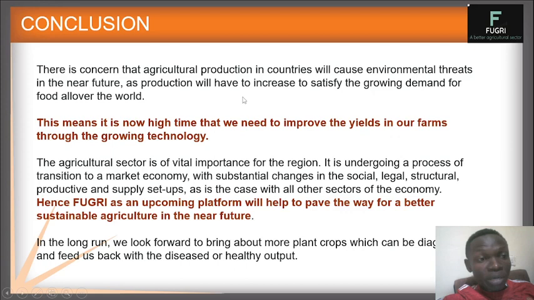How are we going to do this? FUGRI, as an upcoming platform, will help to pave the way for a better sustainable agriculture in the near future.